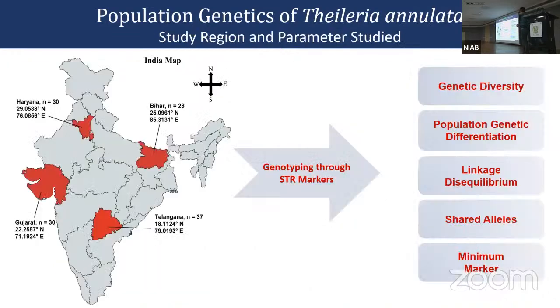Now, in the population genetics, we have considered 4 regions in India, spanning different geographical regions. And we have used the STR markers to genotype the samples. Then we have performed this analysis to understand the genetic diversity, population genetic differentiation, linkage disequilibrium, shared alleles, and minimum marker.